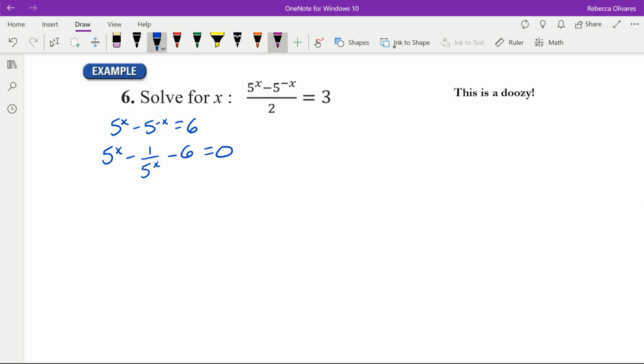Let's go ahead and do that wild, crazy magic trick where we're going to multiply everything through by the 5 to the x. And you could reason here that, oh, I don't like the fraction. I don't like having that 5 to the x in the denominator. So let's multiply through to get rid of it if you'd like that.